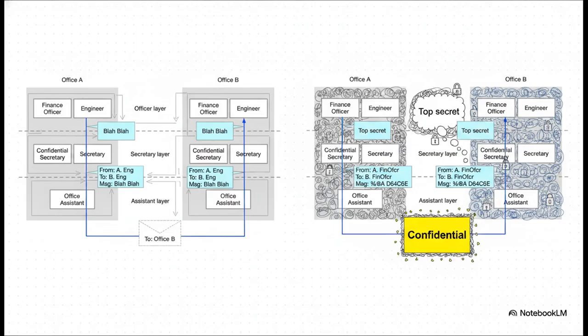If the finance officer wants to send a top-secret financial report, they write it and pass it to the confidential secretary. Now, this secretary doesn't just put it in a normal envelope. They might encrypt the text and put it inside a special bright yellow confidential envelope. They attach instructions on the outside, who it's from, who it's for. Then the office assistant takes that envelope and physically moves it.